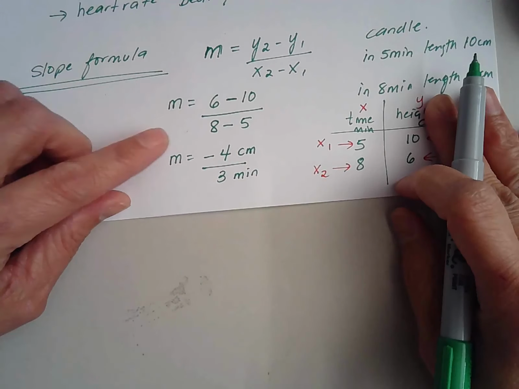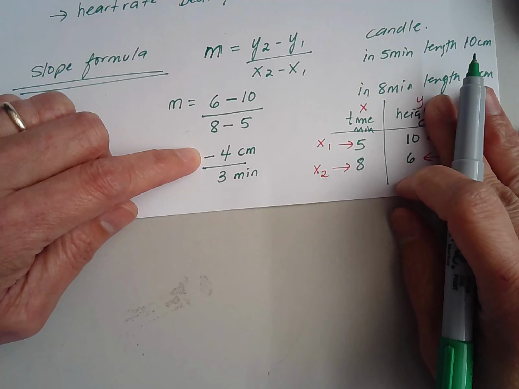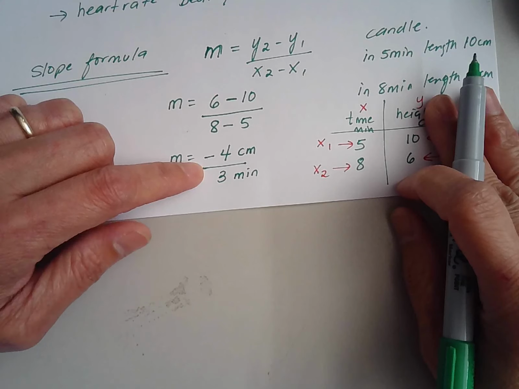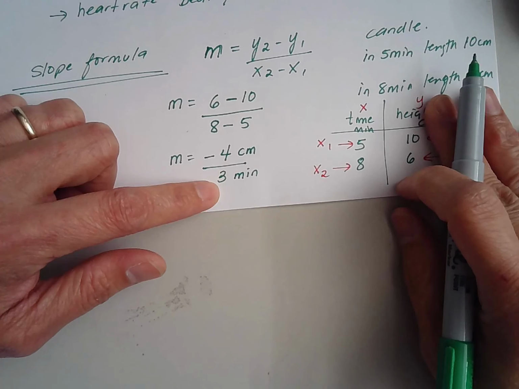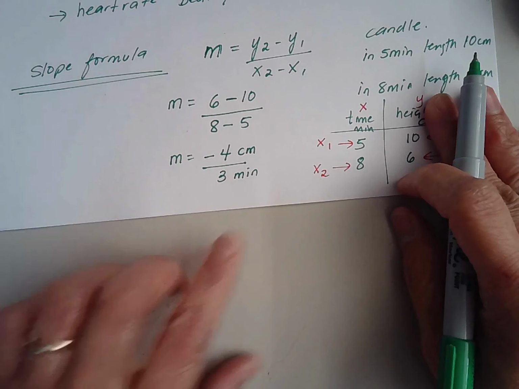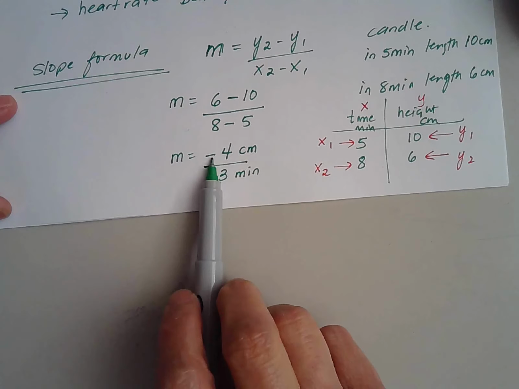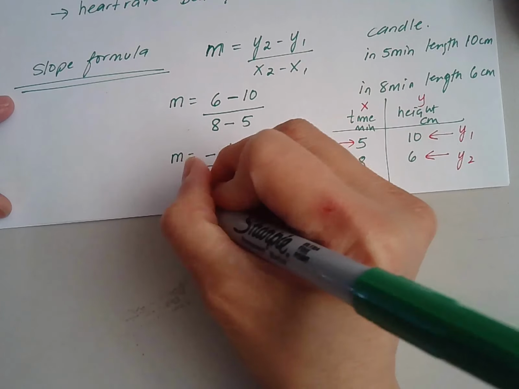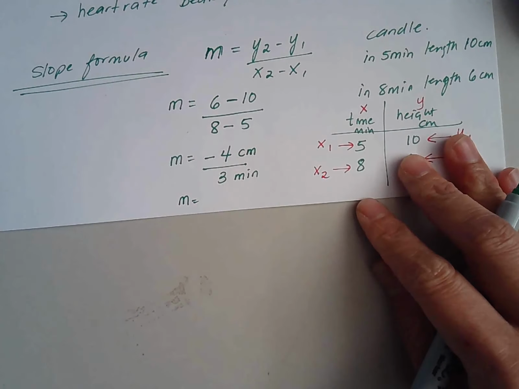So it goes down 4 centimeters per 3 minutes. Is that okay? Does that make sense to us? The rate of change means that the negative, the height goes down by how much? 4 centimeters every 3 minutes. Now, let's do this for a second.